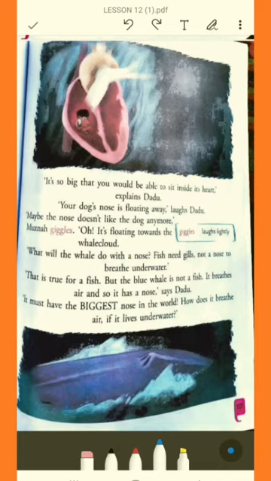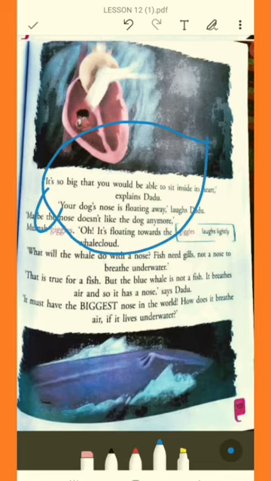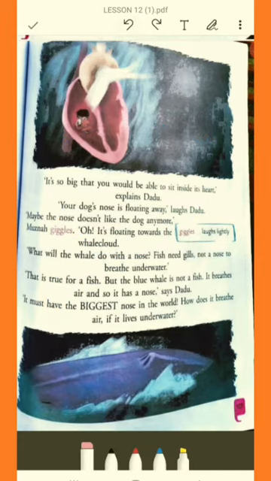Your dog's nose is floating away, laughs Dadu. So Dadu in a funny way says, you were showing me that dog, now your dog's nose is floating away. For example, this was the dog, you imagine, and it was his nose. Now due to the cloud changing, this nose is getting rubbed and then moving in some other direction. And Dadu makes fun of this and says, your dog's nose is floating away. Clear?